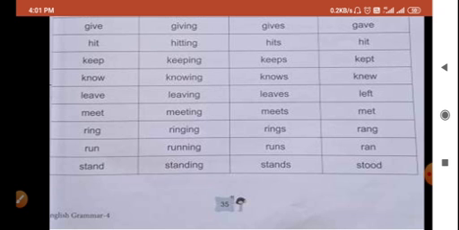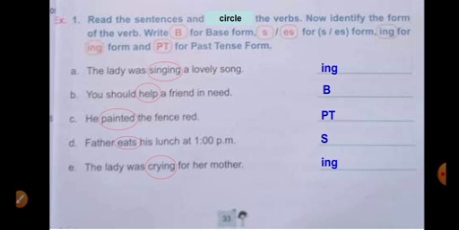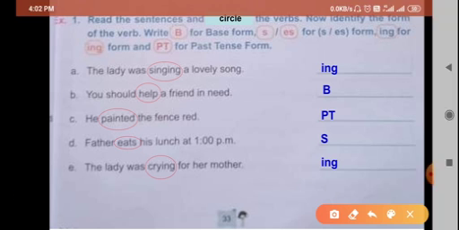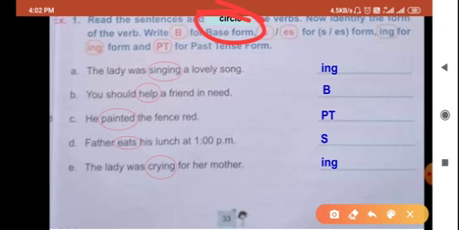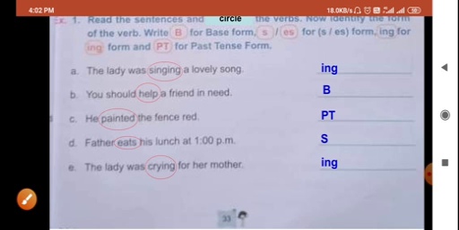Now students, let's move to the exercises of this chapter. The first exercise is given, students. Read the sentences and circle the verbs. In place of circle, in your textbook it is written underline.